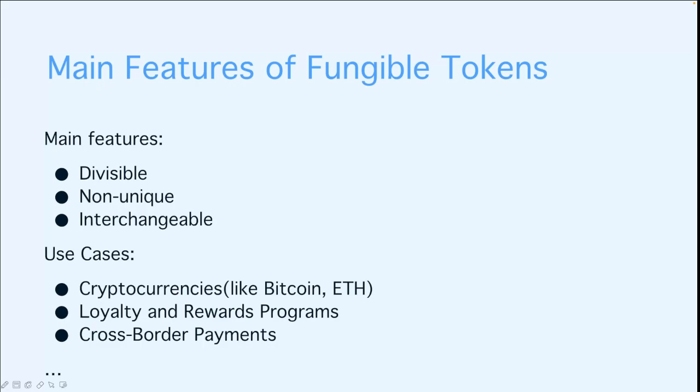The second one is non-uniqueness. Tokens within the same category are homogeneous and share the same specifications. And lastly, we have interchangeability. Fungible tokens can be exchanged for any other token of the same type. The common applications for fungible tokens include cryptocurrencies, loyalty and rewards programs, and cross-border payments.